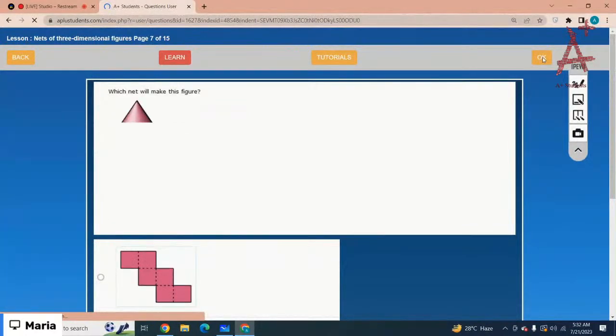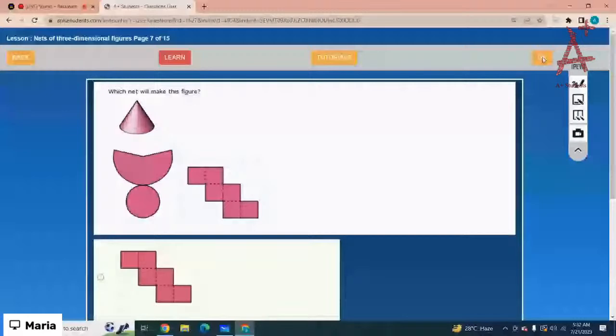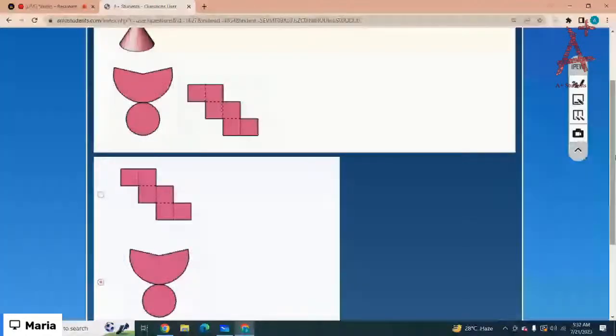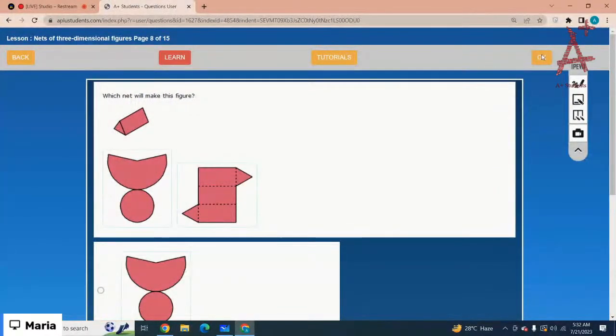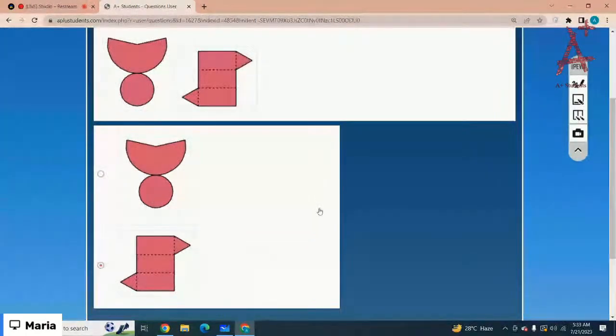Which net will make this figure? One or two? If you fold the first net, it will make the cone. Which net will make this figure? One or two? Which is the correct option? The second one, the one with the triangular faces, that is the correct option.